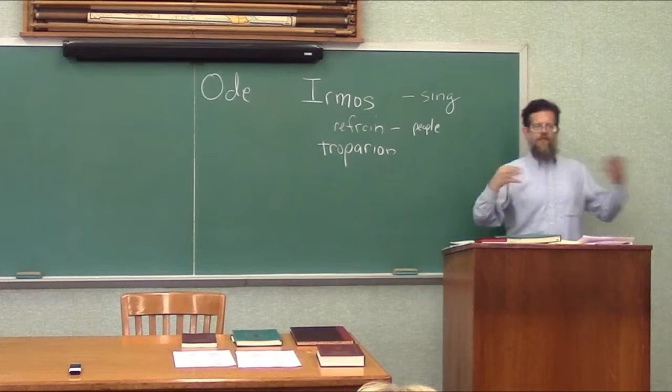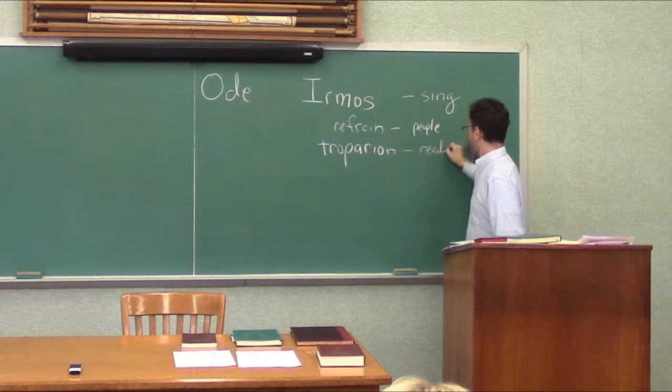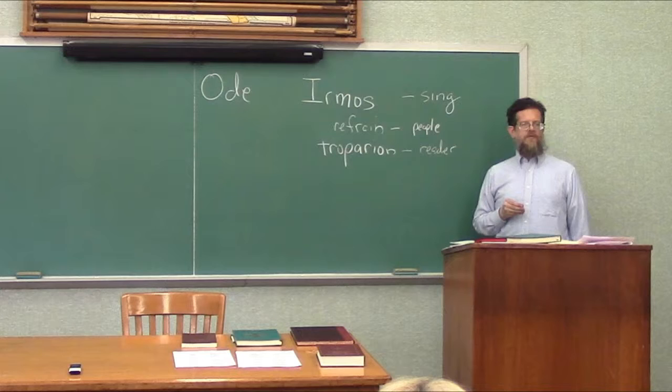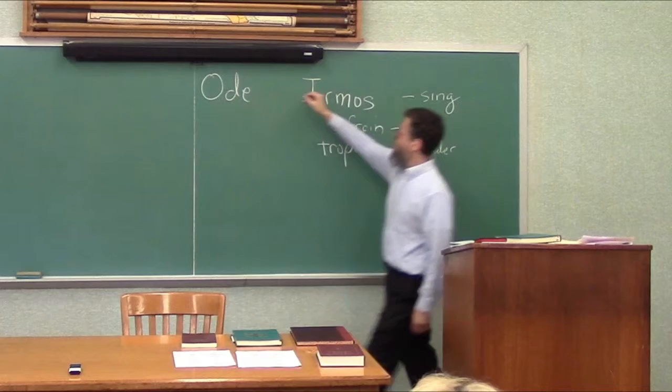Once you hear the refrain, you just keep singing it. And then the reader would straight chant whatever comes next. And you would just repeat this back and forth till you come to the end. And that's one ode. Okay? So that's ode one.